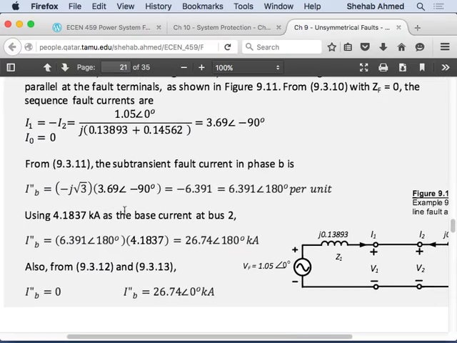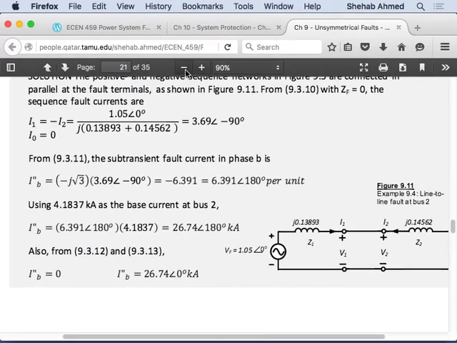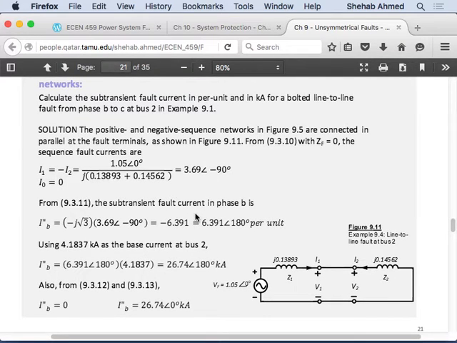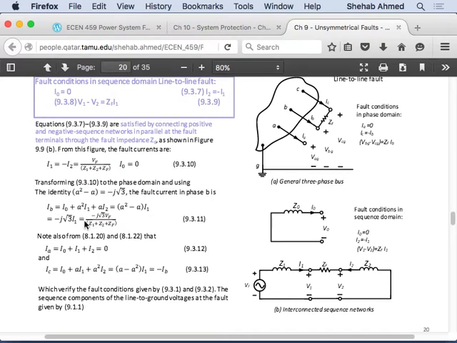And I1 and I2 are equal to each other, but opposite in sign. So they found IB from I1 and I2. Okay. And this will be the A minus A squared or something. This is the minus j square root of 3, this is A minus A squared here. Is this A squared minus A? It will be the minus j square root of 3 here. Minus j square root of 3. Okay?